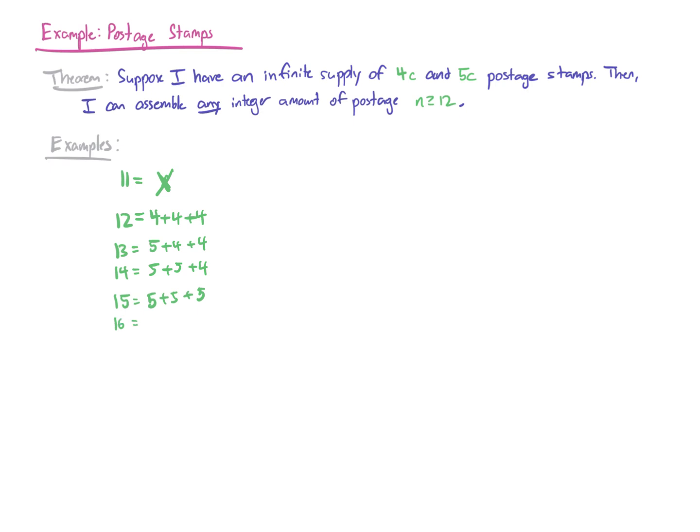16. Now when I do 16, I say, oh, I can do 4 plus 4 plus 4 plus 4. 17, this is going to be the last one: 5 plus 4 plus 4 plus 4. And so on. So my theorem is telling me that I can do this for any number greater than or equal to 12. Not necessarily 11, but anything greater than or equal to 12, I'm always guaranteed to be able to do it.